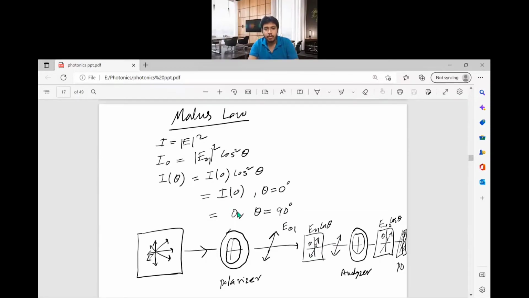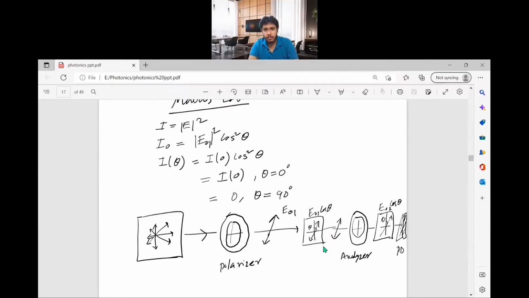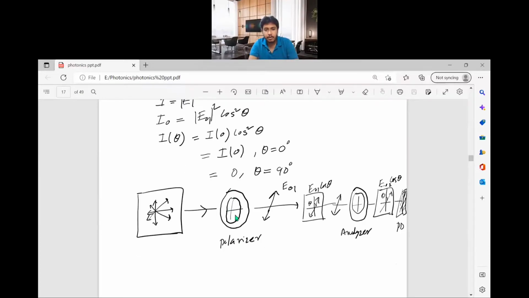So you will not get any light at the output. So the intensity will be 0. So this is the polarizer. You can use the polarizer on random polarization light.